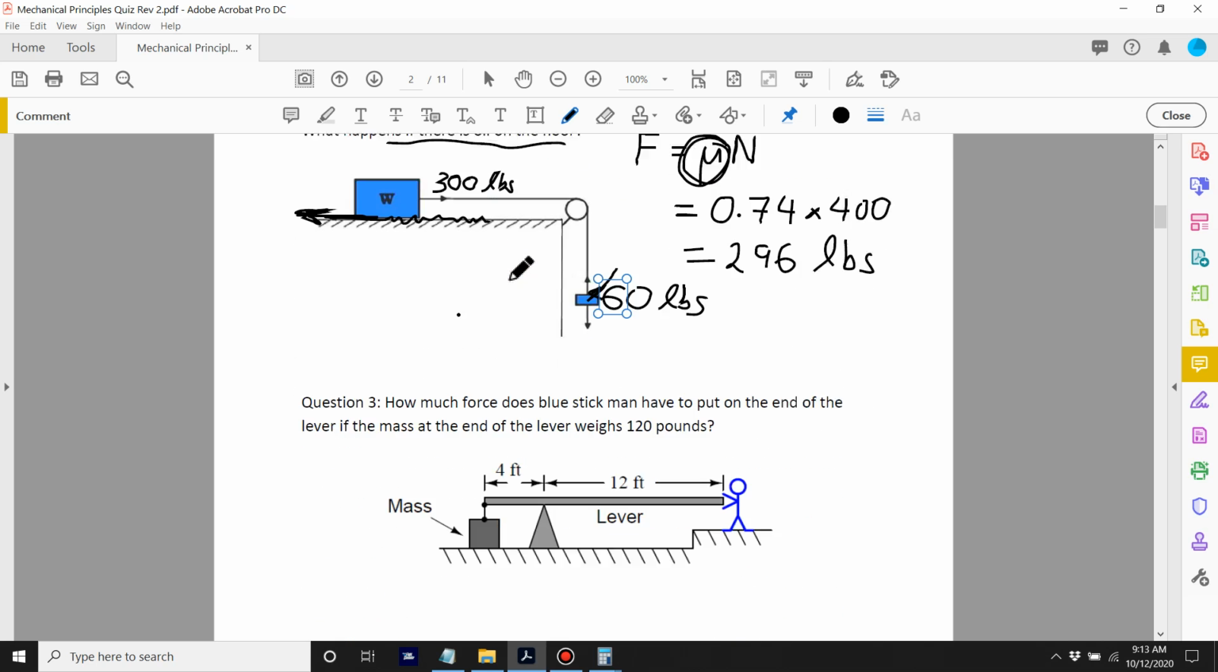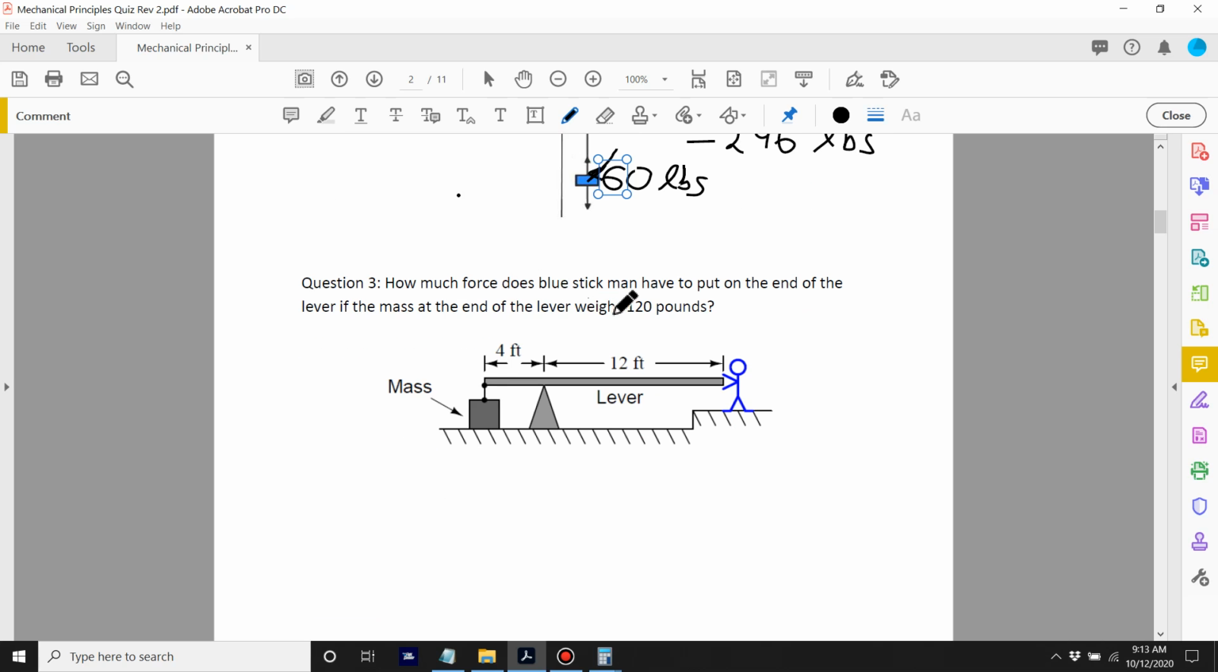So that's question number 2. All right, question number 3. How much force does the blue stick man have to put on the end of the lever if the mass at the end of the lever weighs 120 pounds? So this is 120 pounds, like so. How much force does the little blue man have to put on the end of the lever?